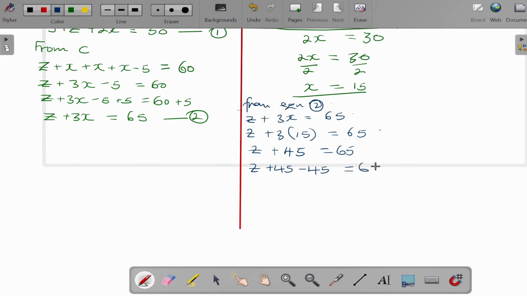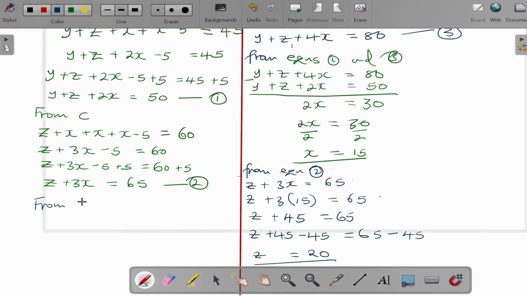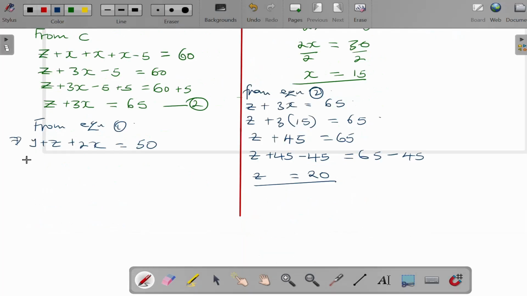We are collecting the like terms: z is equal to 65 minus 45. We are getting the answer as 20, the value of z. We can now substitute into equation 1, which is y plus z plus 2x equals 50.